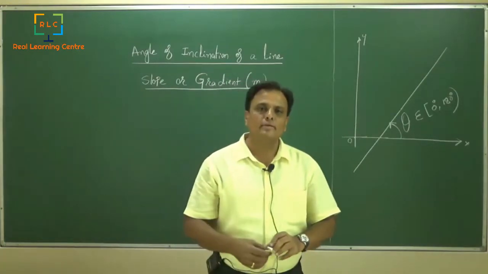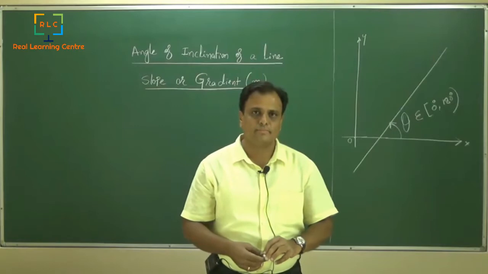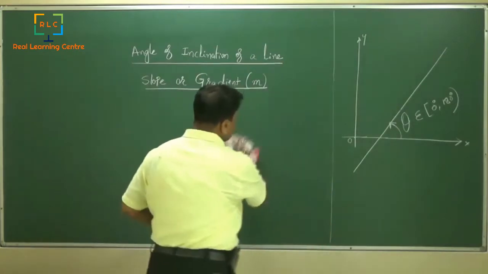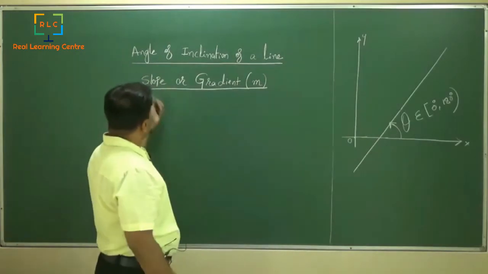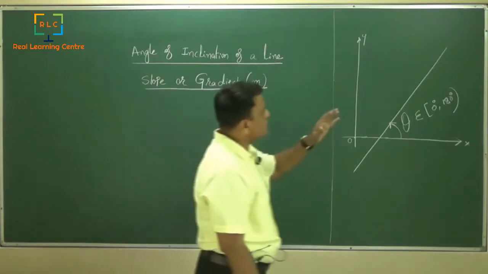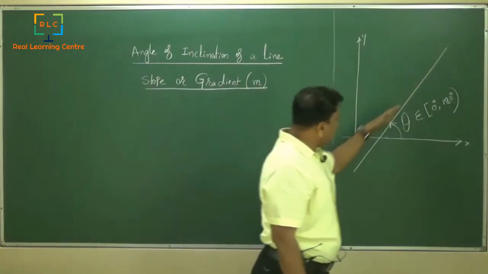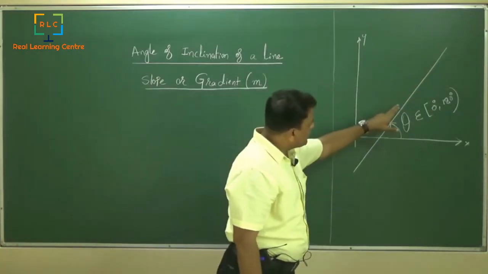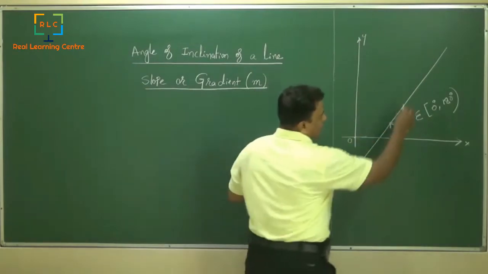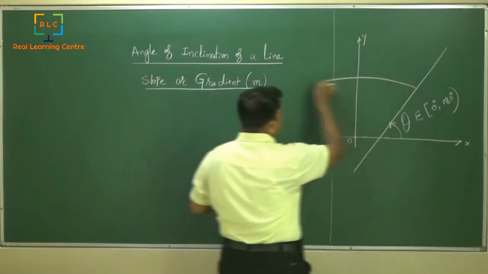Let us define slope of a straight line. Slope or gradient of a straight line. Let us first consider this is a straight line. Clearly we observe this line has inclination theta.